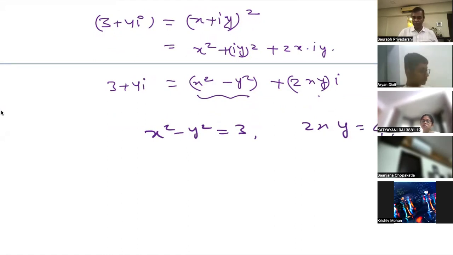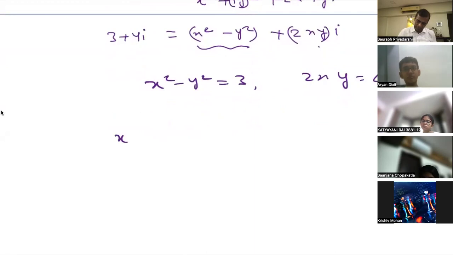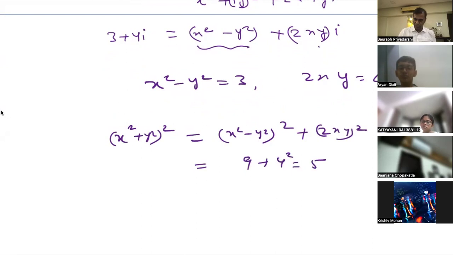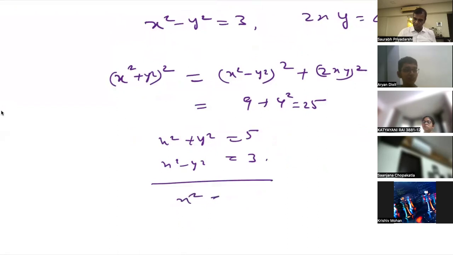Now you have to get the value of x and y. How do you get that? The simplest formula for this is x square plus y square the whole square is equal to x square minus y square the whole square plus 2xy the whole square. This is 9 plus 4 square is 16, 25. So x square plus y square is equal to 5 and x square minus y square is given as 3. So x square is 4, so x is equal to plus minus 2. y is equal to plus minus 1. Is this okay?